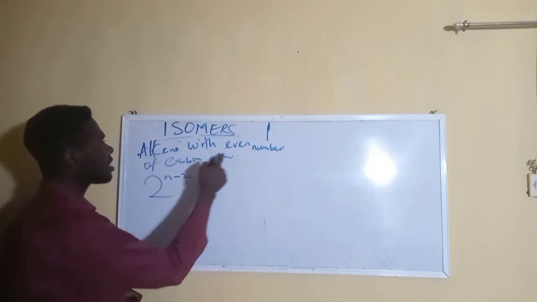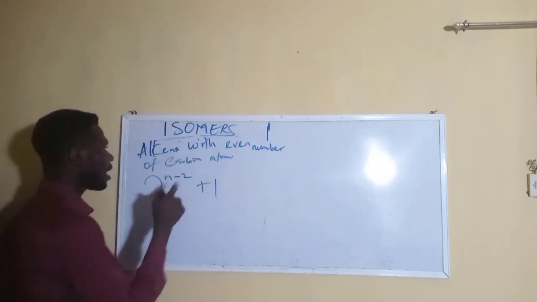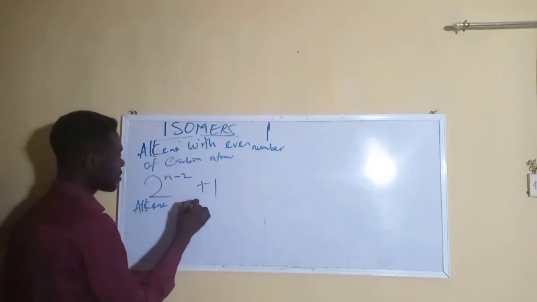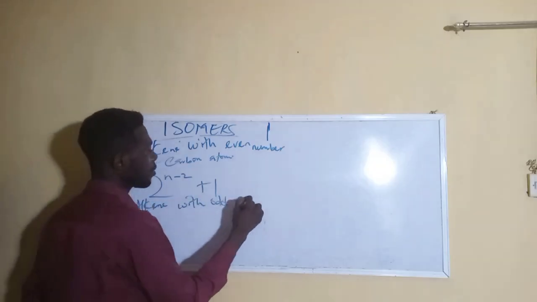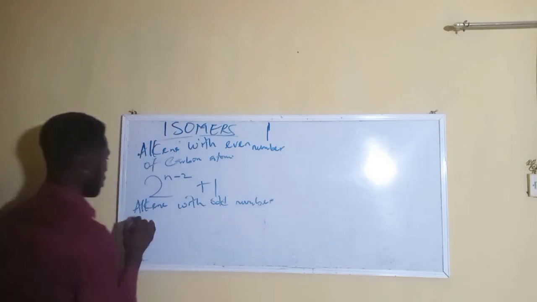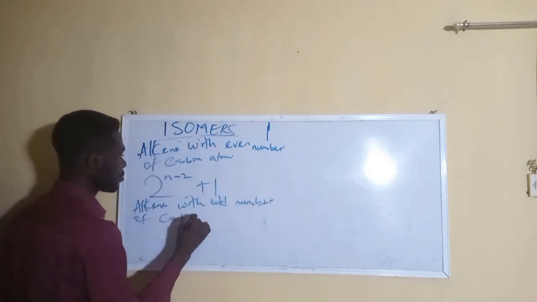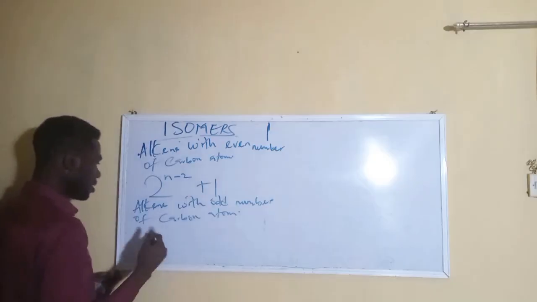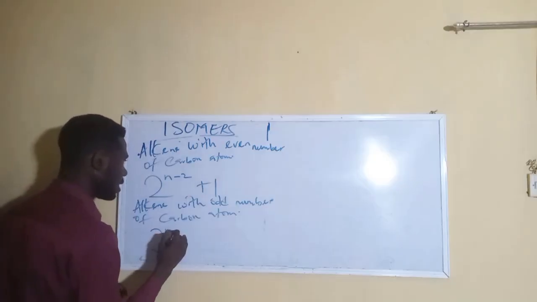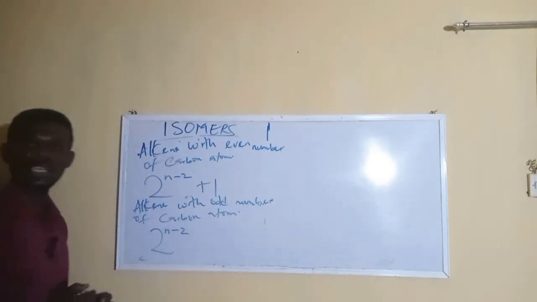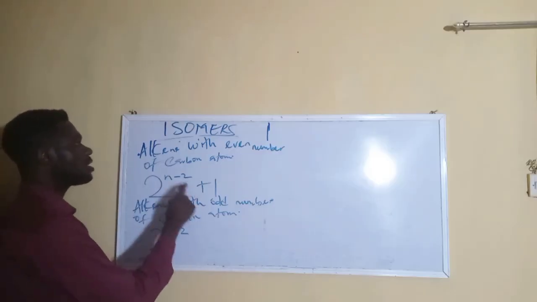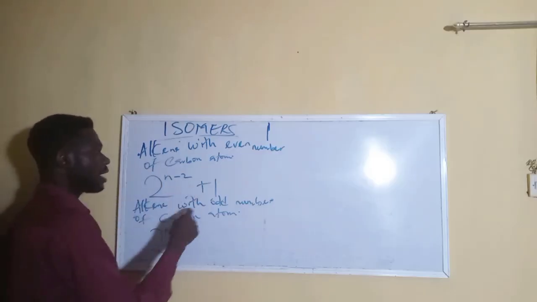Now, this is for alkenes with an even number of carbon atoms, but for alkenes with an odd number of carbon atoms, what formula are you going to work with? It is 2 raised to power n minus 2, and that's where it stops. 2 raised to power n minus 2.